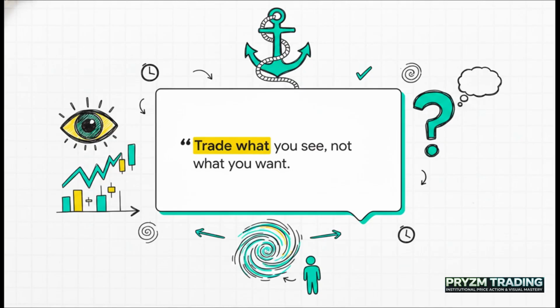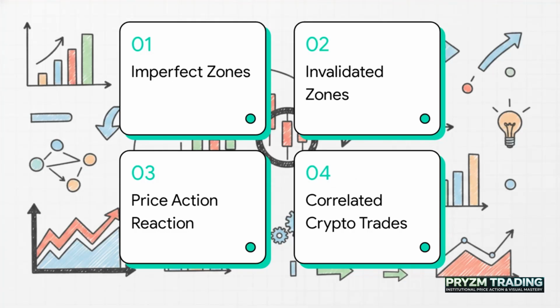Look, the market is this stubborn force of nature. You can't control it. You can only react to it. If you're just sitting around waiting for the market to do exactly what you want it to do, you're going to miss out on basically 90% of the best trades. Today, we're going to turn you from a rigid predictor into a fluid observer. We'll be looking at 4 specific scenarios: imperfect zones, invalidated zones, price action reaction, and finally, correlated crypto trades.